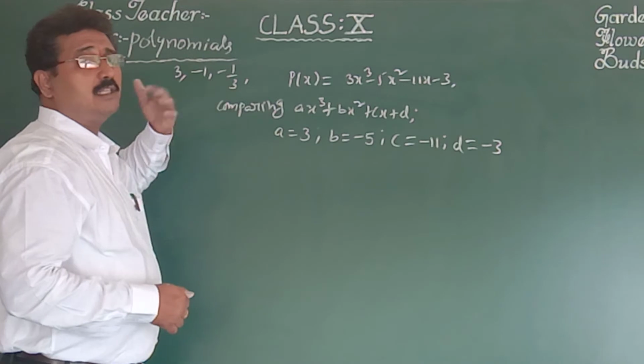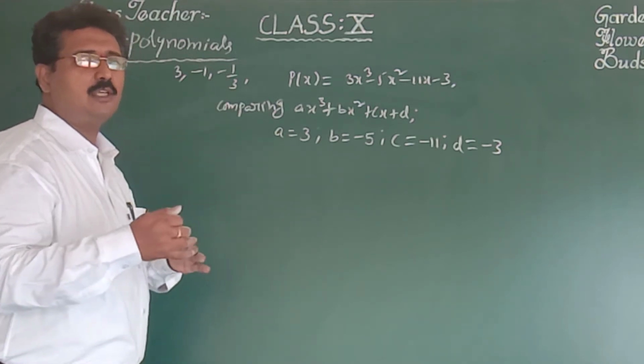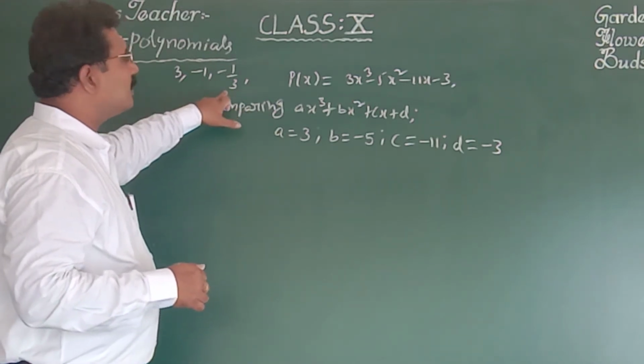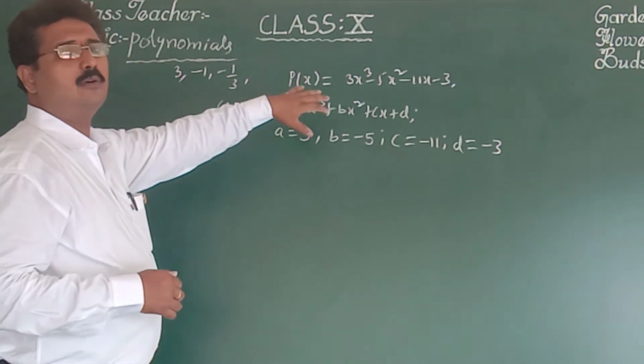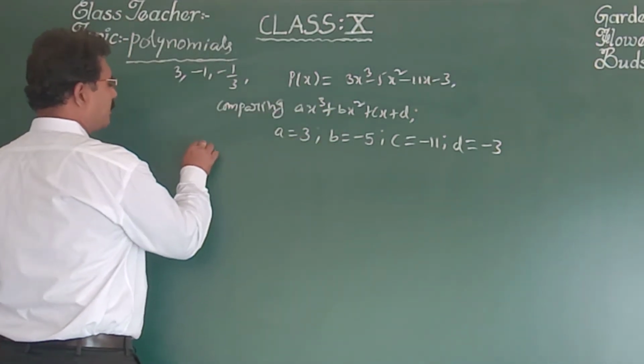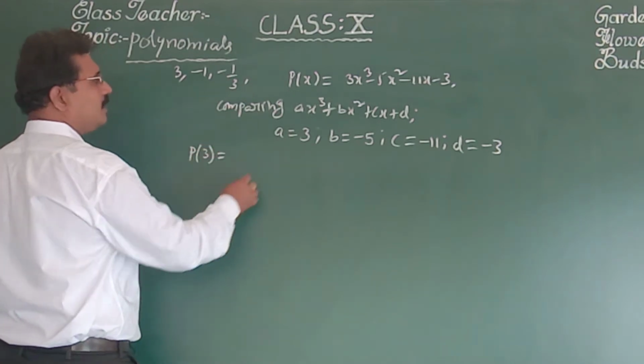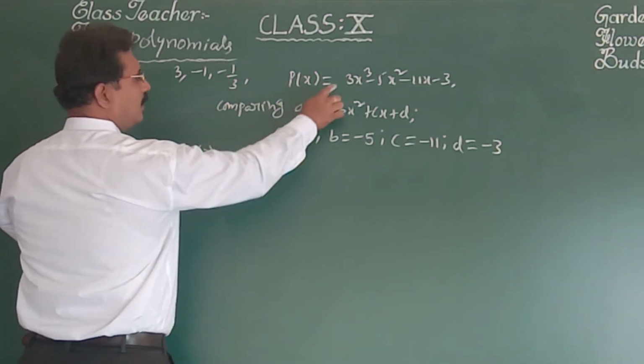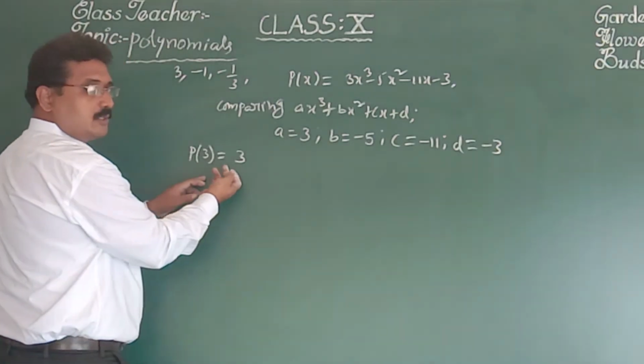Now we have to verify whether they are the zeros or not. First we prove that these three are the zeros, and after that we have to find out the relationship between zeros and the coefficients. Now first of all, P of 3. P of 3 is equal to, instead of x you substitute 3. Please try to understand the concept, children.